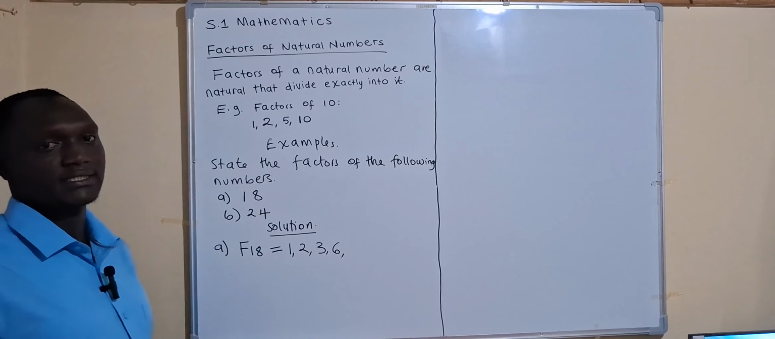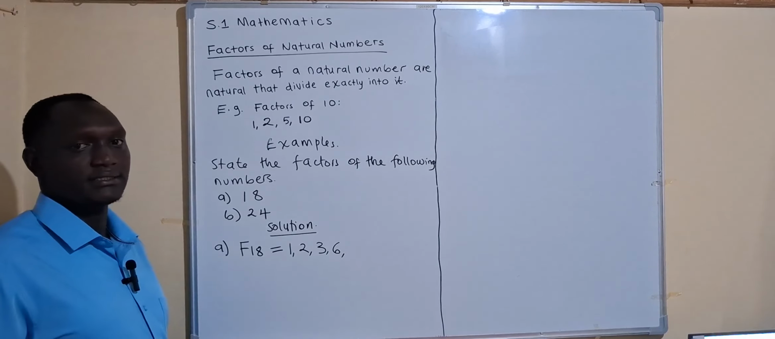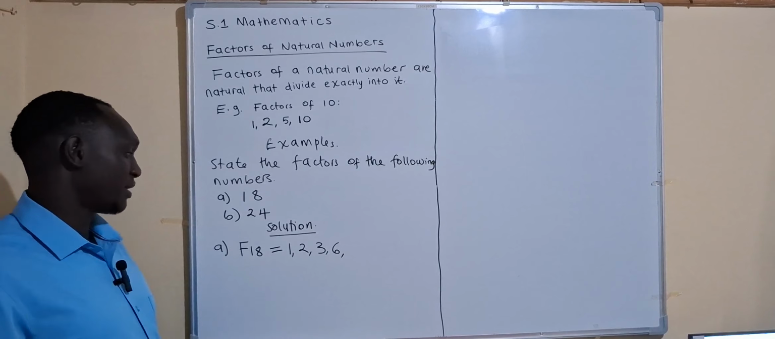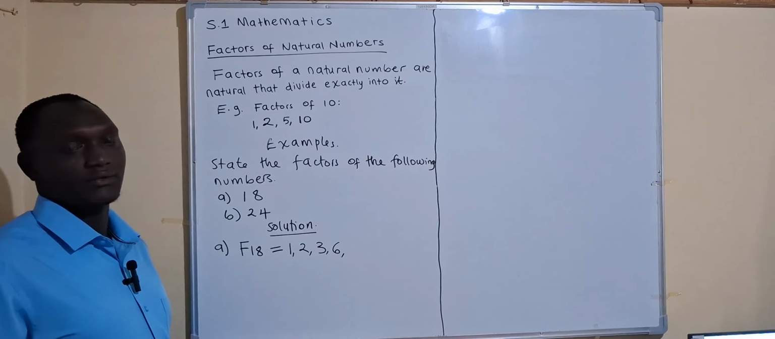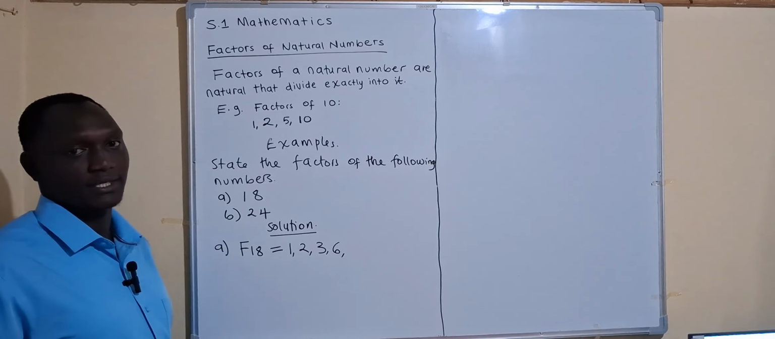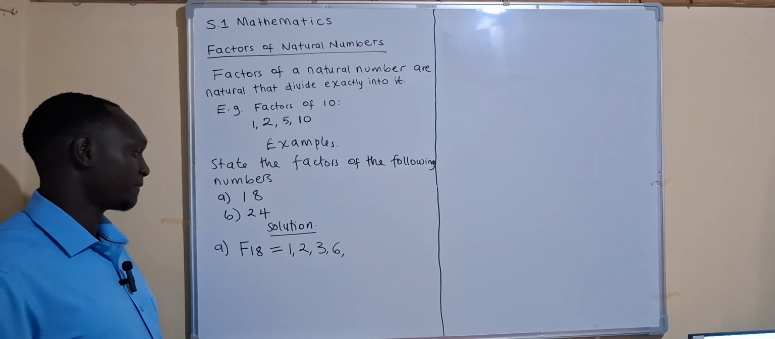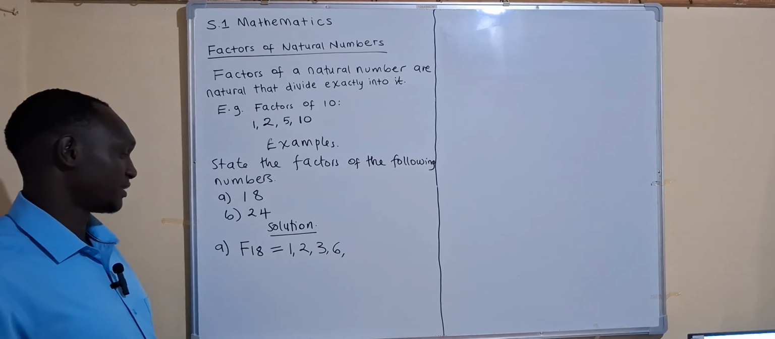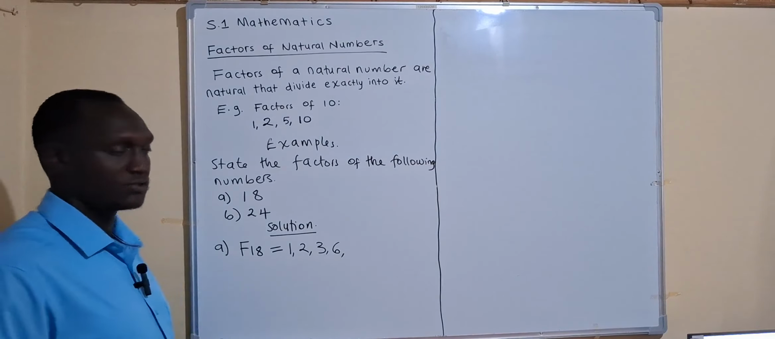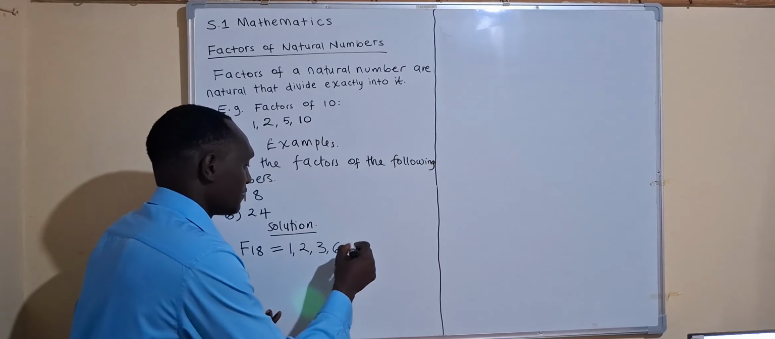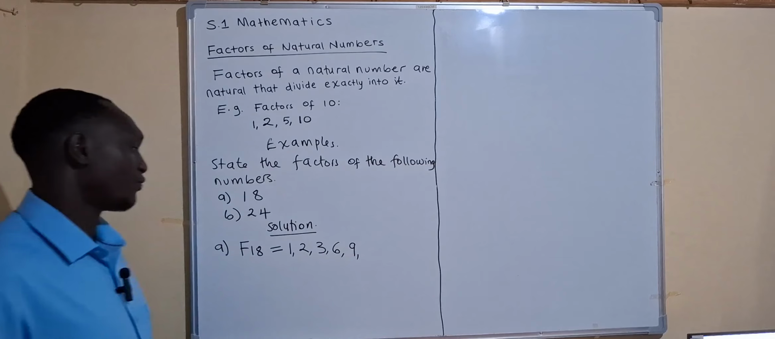What about 8? 18 divided by 8, you get 2 point something. And therefore, it is not a factor. What about 9? 18 divided by 9 gives us 2 and the remainder is 0. Therefore, 9 is a factor of 18.